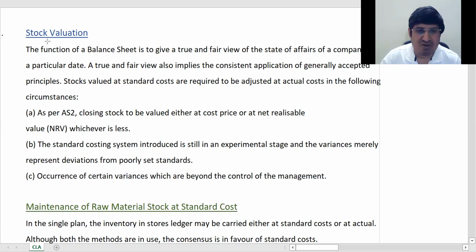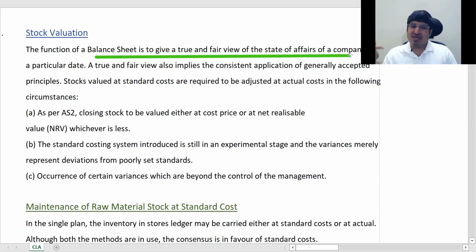Talking about stock valuation. Now we all know that balance sheet has to give a true and fair view of the state of affairs of the company. This is mentioned in auditing many times. The main function of balance sheet is to give true and fair view of the state of affairs of the company. So it will give true and fair view only when everything which is there in the balance sheet is at correct values. Okay, so stocks valued at standard cost. If you are using standard costing system, you will value stock at standard cost. Closing stock is valued at standard cost.